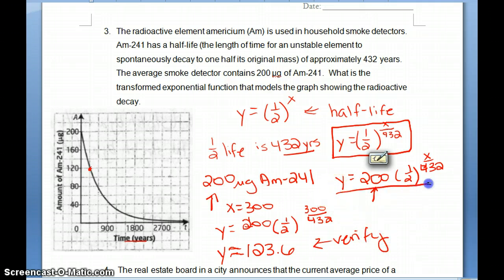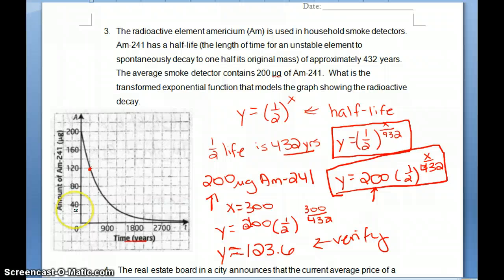And here is our exponential function that we determined given all that information. Start with your half-life, then go with what you know. You know that your half-life is 432 years, so you divide that time, x value, by 432. Then we know that we have 200 micrograms of AM241. This first equation was for 1 AM241, and now we have 200 AM241. That's all that we're given, that's all that we know. Then once you have that, verify your points.